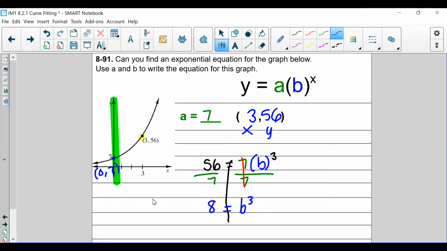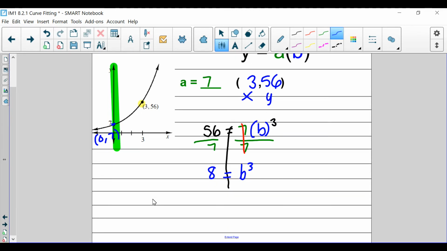Now, if b to the third is equal to 8, we need to figure out what the b value is. Well, it's to the third power. How do you get rid of the third power? You do the opposite of something to the third power, which is the cube root. The reason it's the cube root is because it's raised to the third power. You want to do the opposite of that. So b is equal to the cube root of 8, which is 2, because 2 times 2 times 2 is 8.